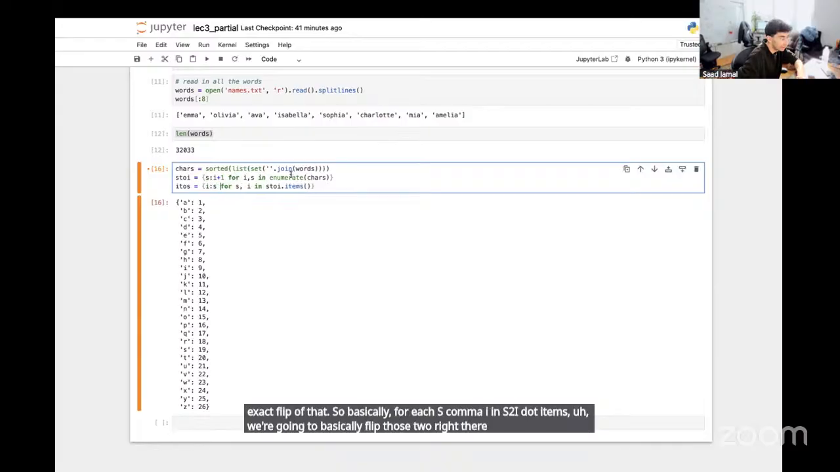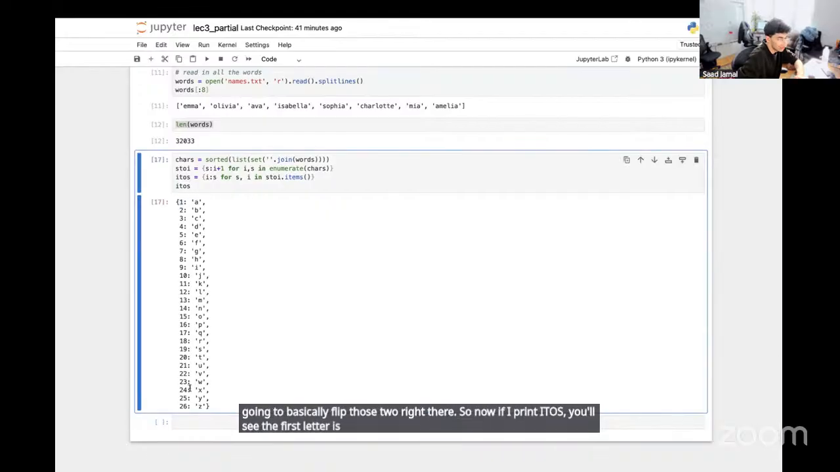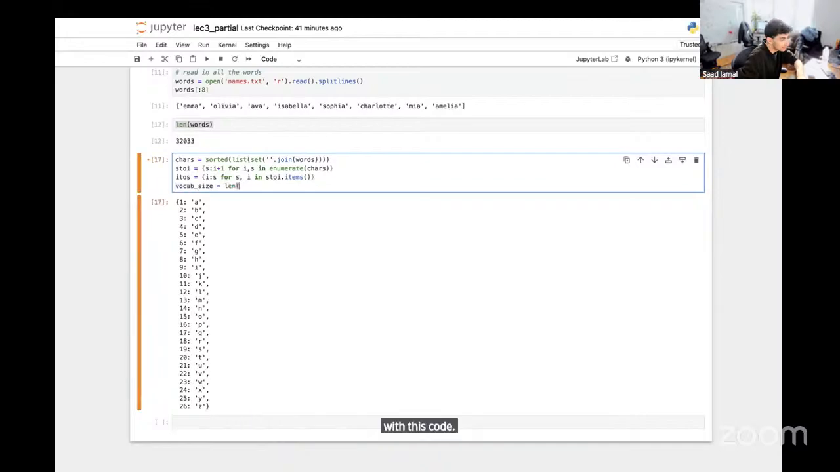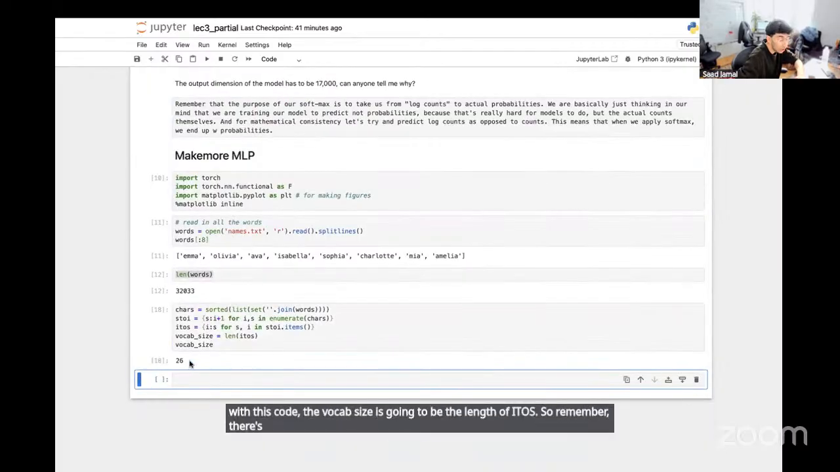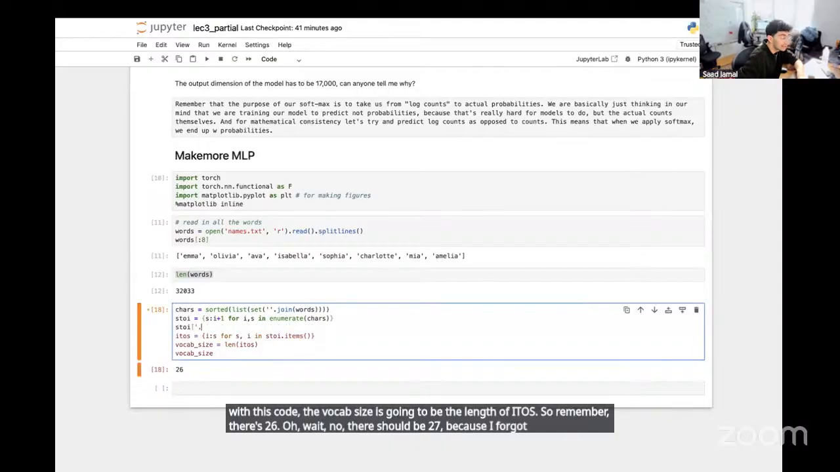So now if I print ITOS, you'll see the first letter is A. It's just a flip, right? This is going to be really helpful for us going forward. If you just want to copy this code, the vocab size is going to be the length of ITOS. So remember, there's 26. Oh wait, no, there should be 27 because I forgot the special token.